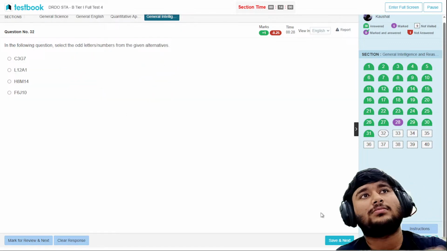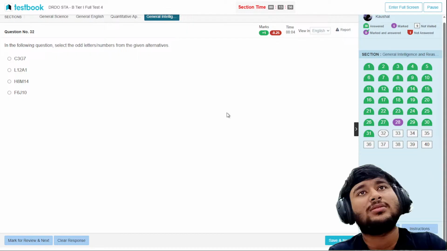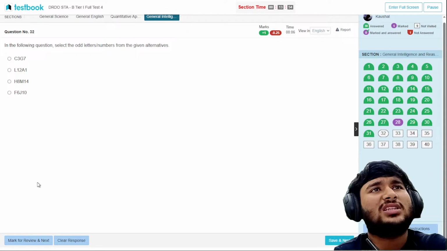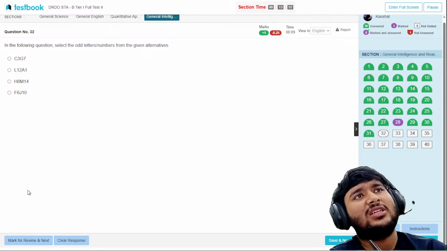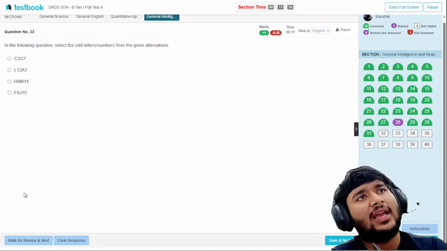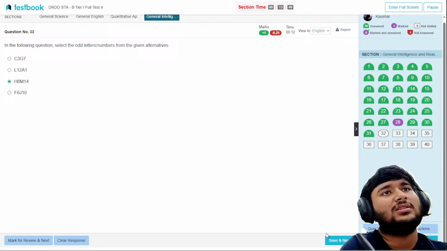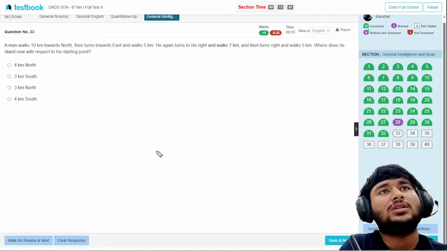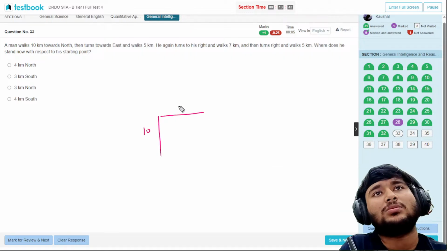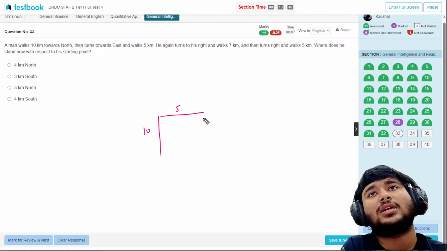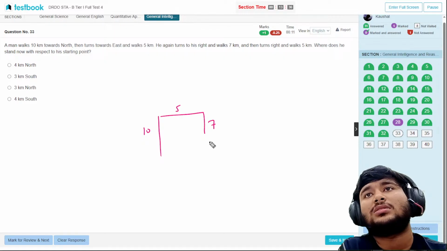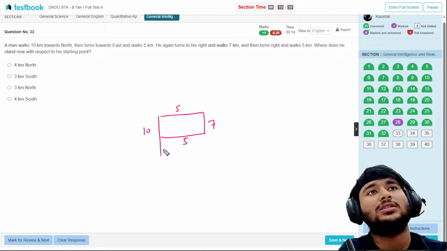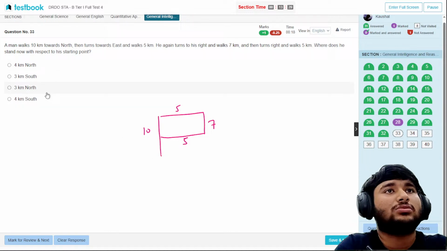In the following question select the odd number. अच्छा. C3G7 ठीक है. L12A1, H8M13, F6J10. A man walks 10 kilometers toward north, then turns eastward 5 kilometers, then he again turns right and walks 7 kilometers, then turns right and walks 5 kilometers. Where does he stand with respect to starting point? 3 kilometers north.